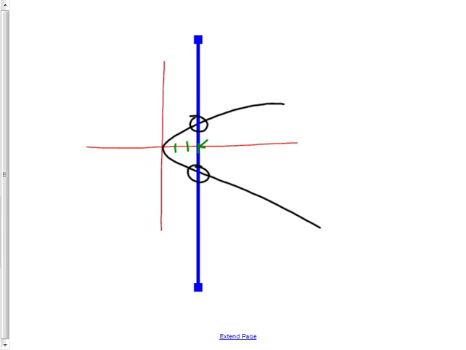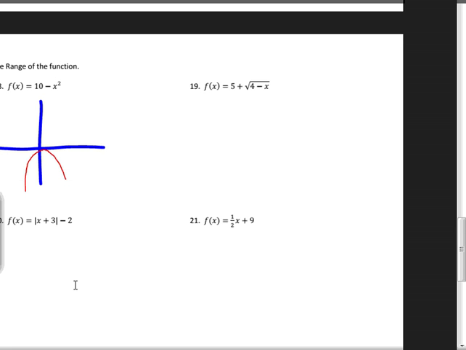Okay, and that's all I have for you for today. All right, so I'm actually still going to record a little bit more because I didn't explain range.